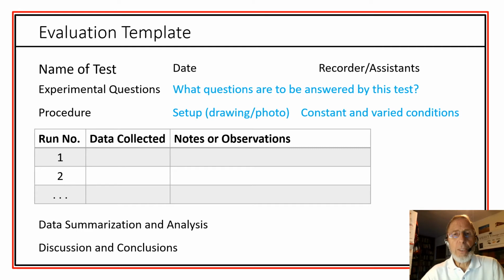So this template then gets us started thinking about what we need to document as part of this evaluation process.